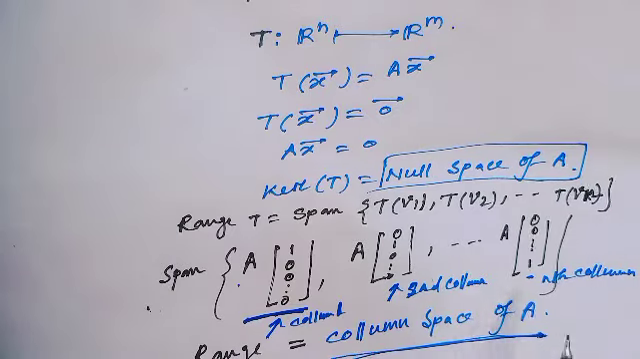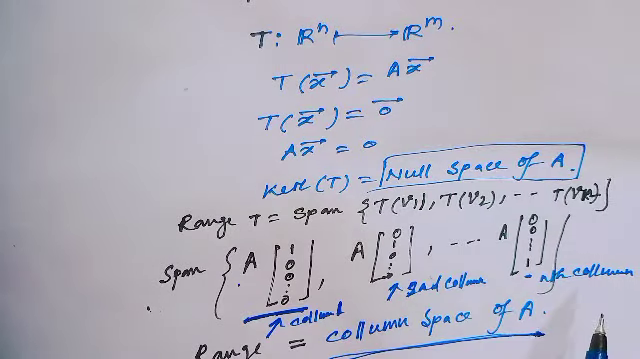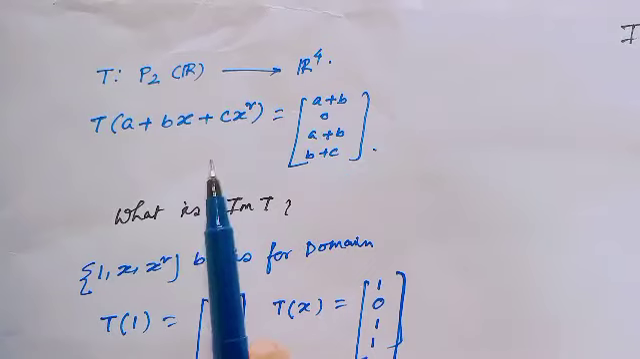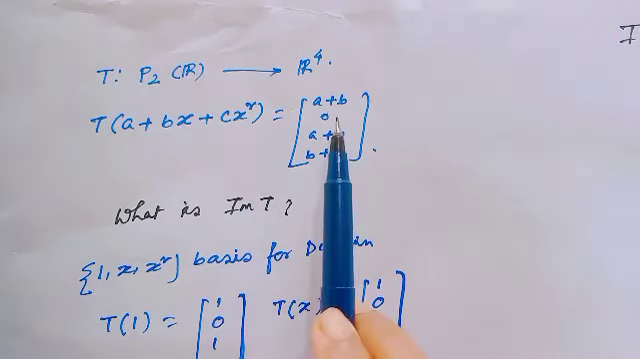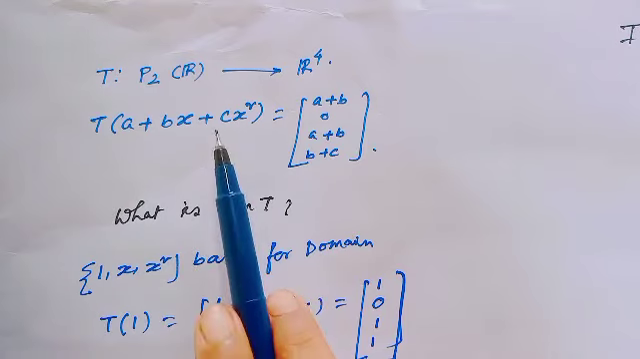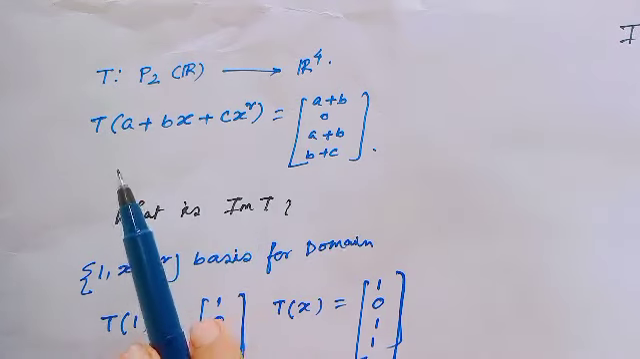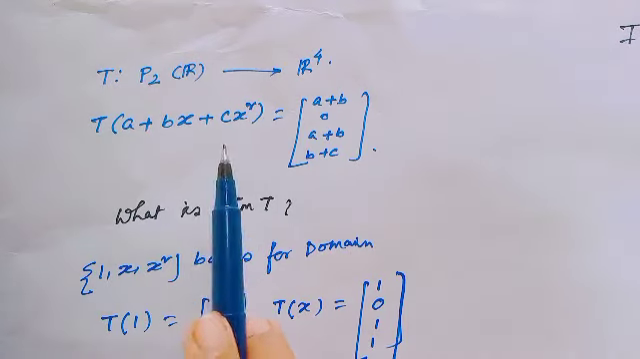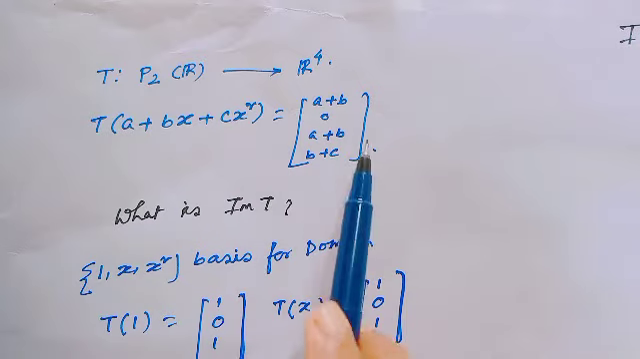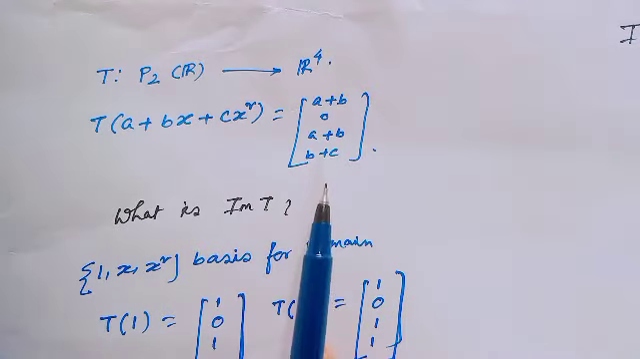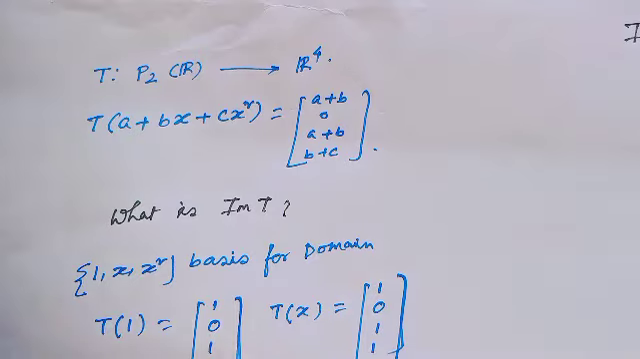And these types of examples are very important for any competitive exam. For the next example, consider a linear transformation T from P2(R) to R⁴. Here polynomials of degree 2, that means T(a + bx + cx²) = (a + b, 0, a + b, b + c). Next, therefore, what is the image?